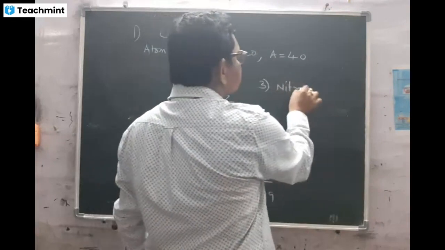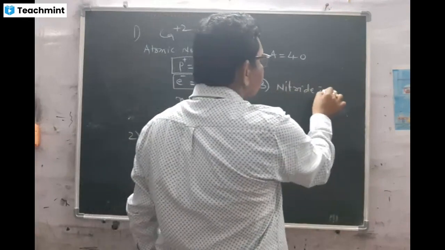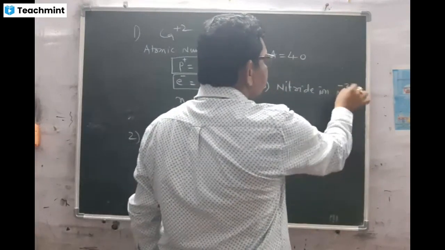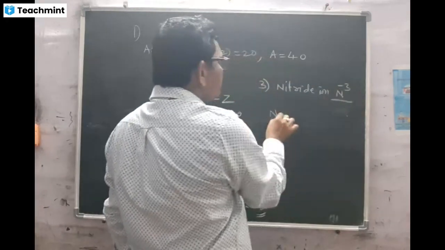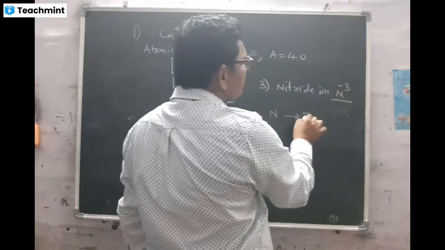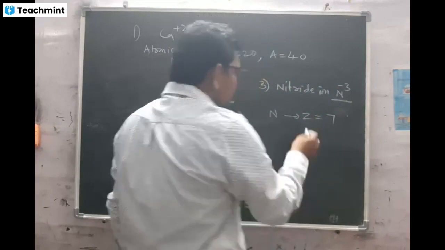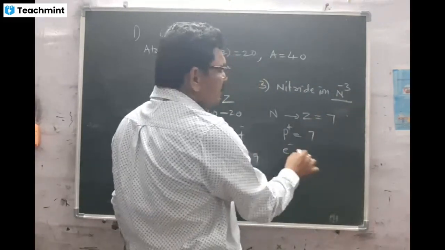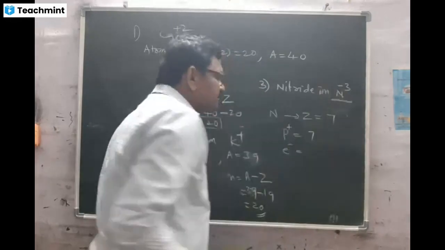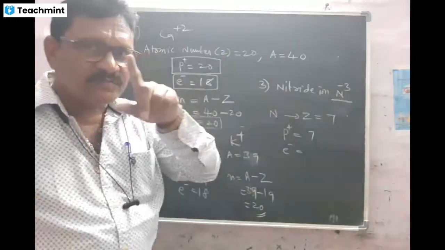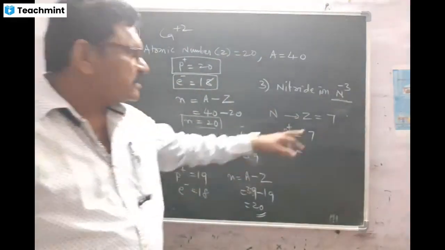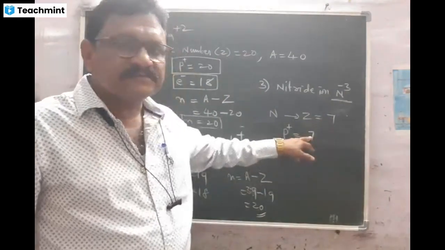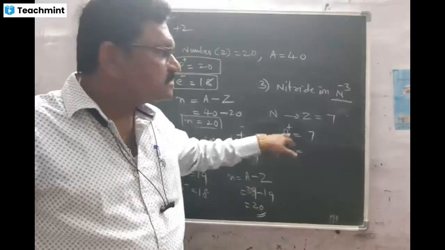Nitride ion. What is this nitride ion? Nitride ion means N minus 3. So you know the nitrogen atomic number is equal to 7. So Z is 7, which means protons P plus are 7. One thing you remember: the atomic number is 7. That's why it is equal to the number of protons.